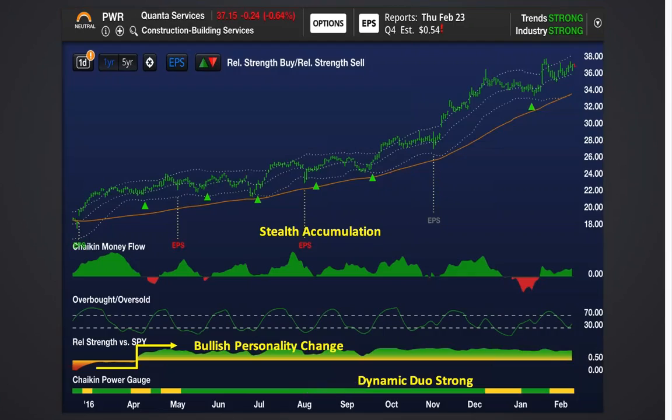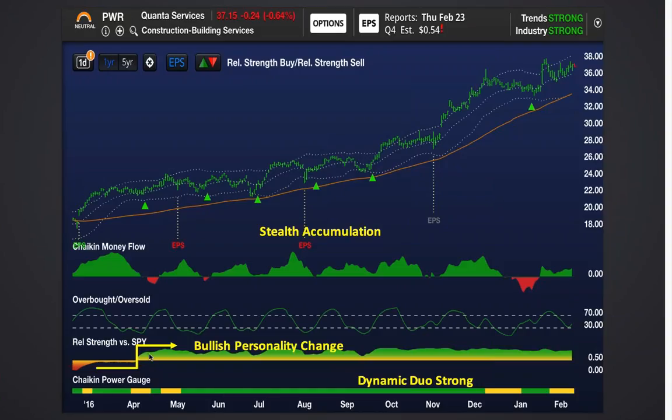So here's an example. A company called Quanta Services, symbol PWR, because they make equipment for the power generating industry. Obviously, if Trump's infrastructure proposals get passed in Congress and appropriations come in, people are going to be building more power plants. There's going to be more manufacturing. So here's your dynamic duo. Power gauge is bullish. That's at the bottom.